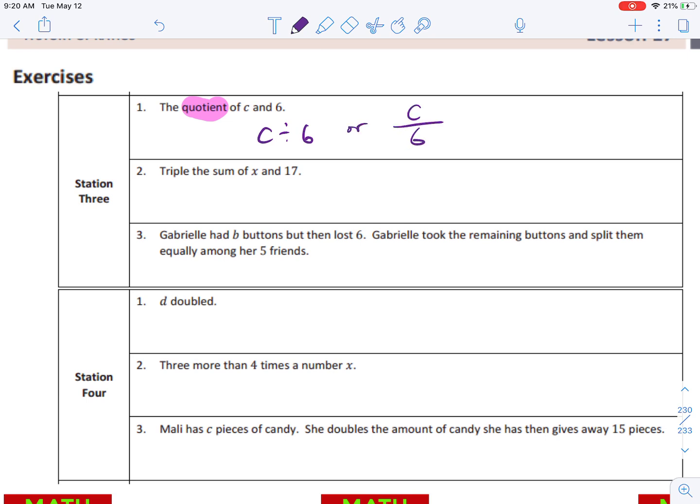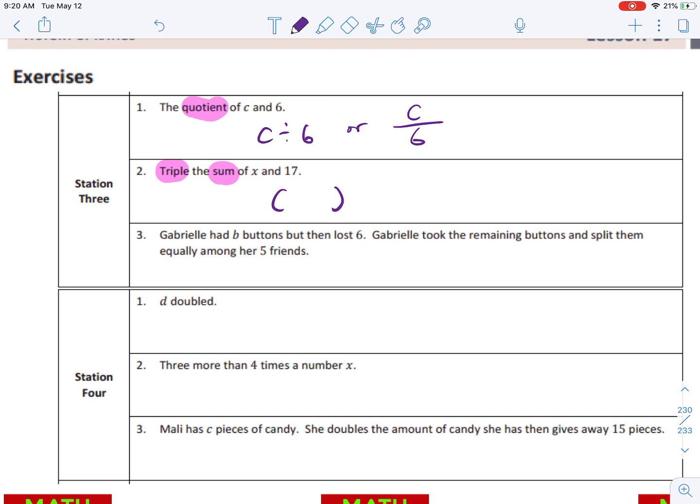Okay? Number 2, triple the sum of x and 17. So first we're going to write the sum of x and 17. The keywords are triple and sum.